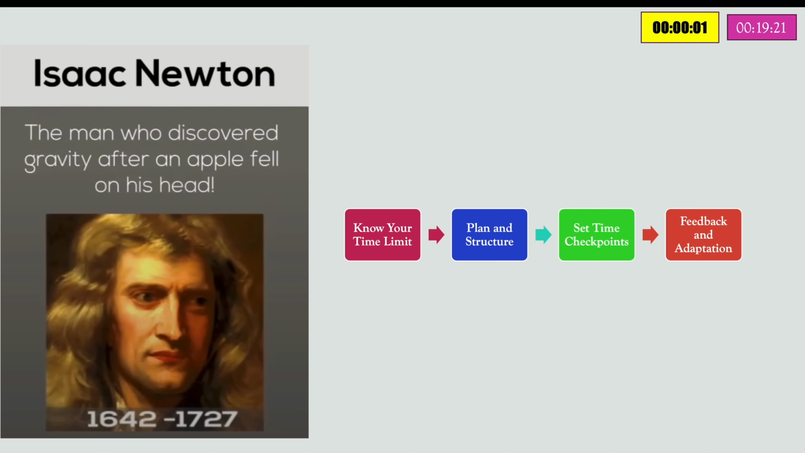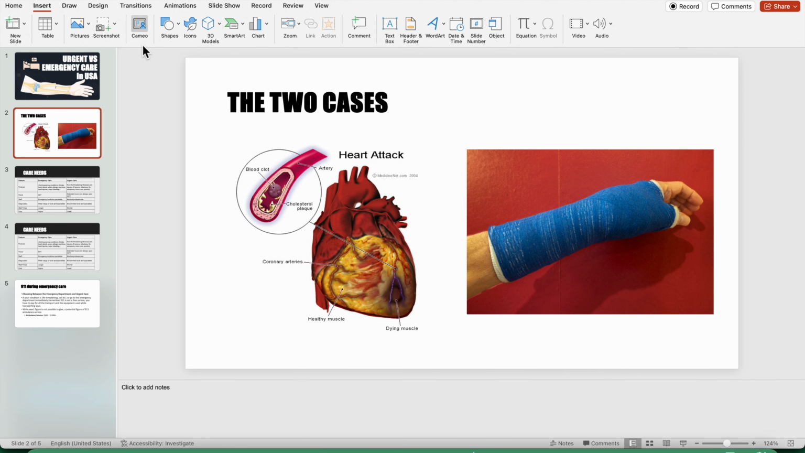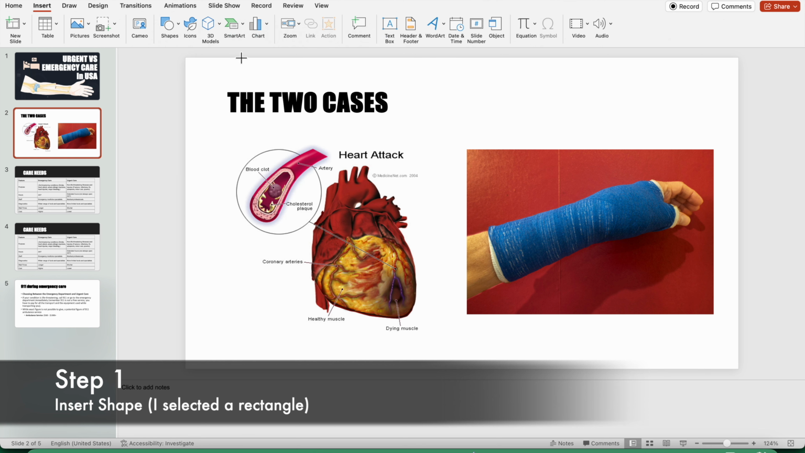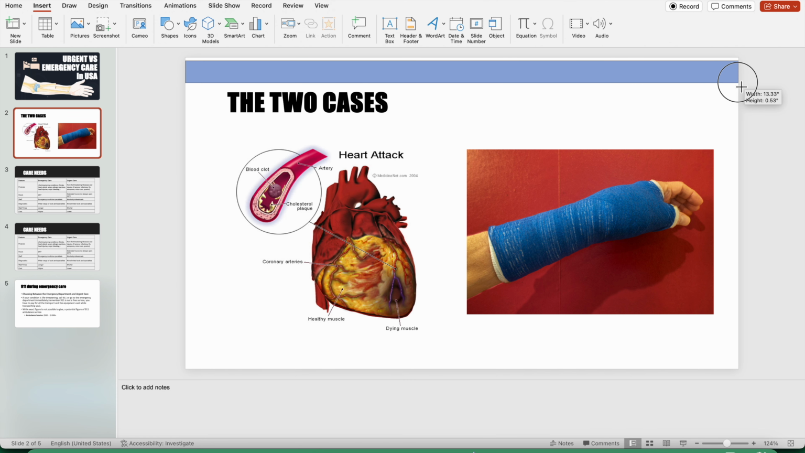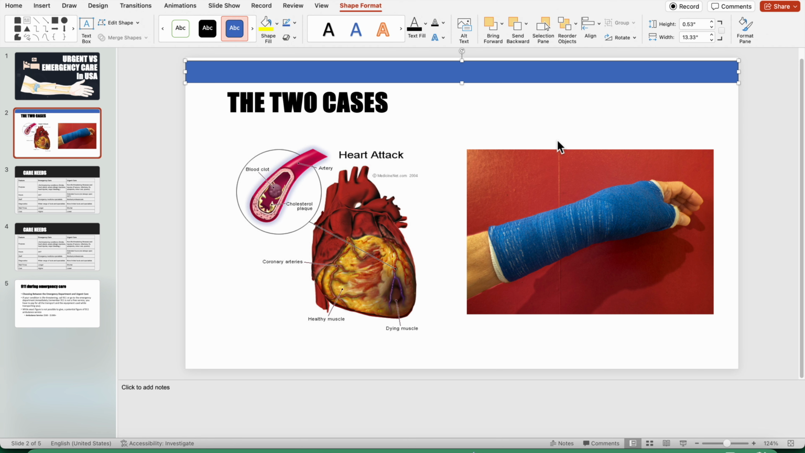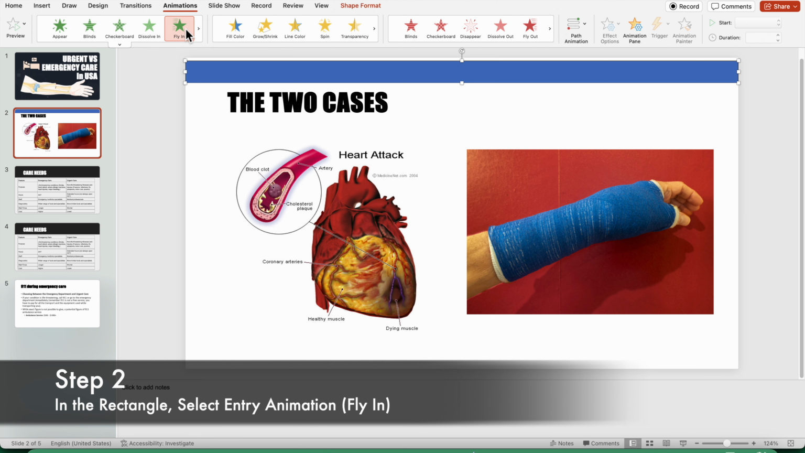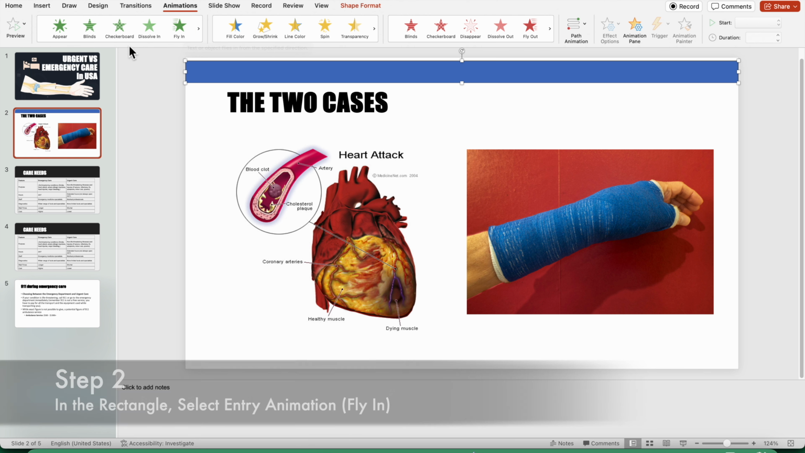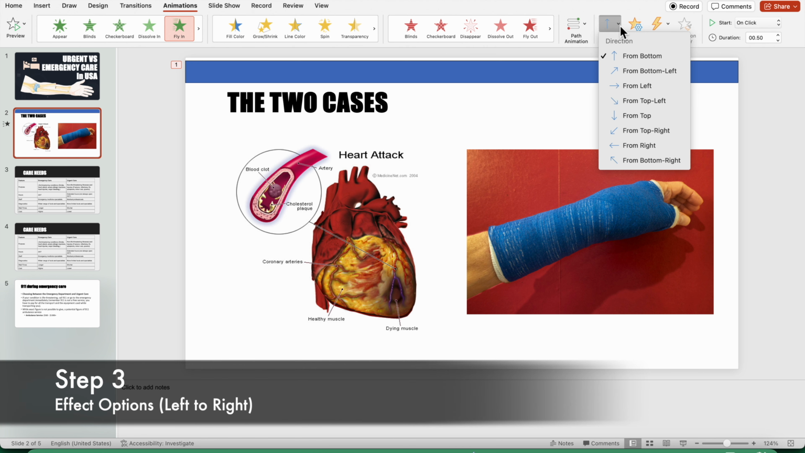Let's see how you can incorporate this in your PowerPoint presentation. So let's start. We will start from the very basic and simple one, which is the bar at the top. You can place it wherever you like. So I have this bar now, and what I need to do is make an animation. I will select fly in. The other thing which I have to do is effect options.